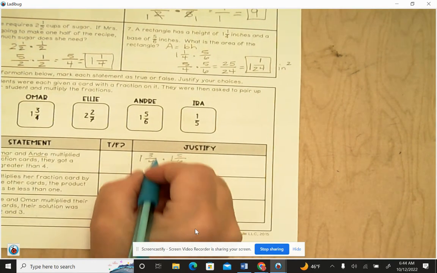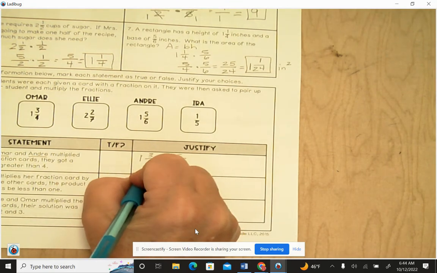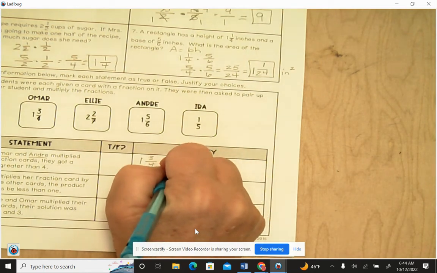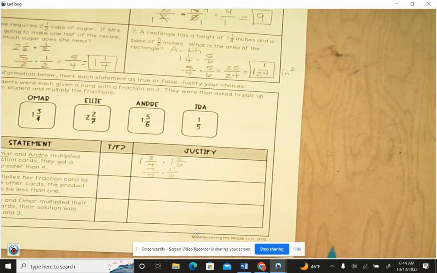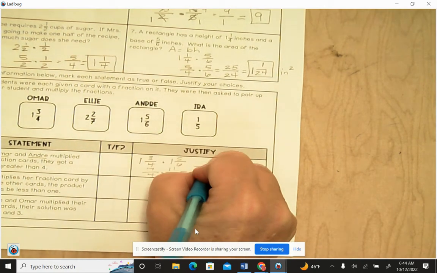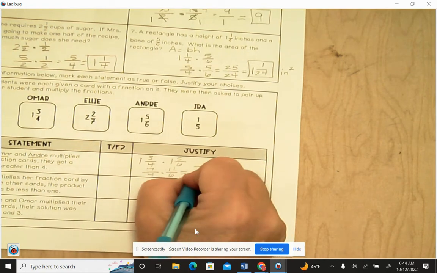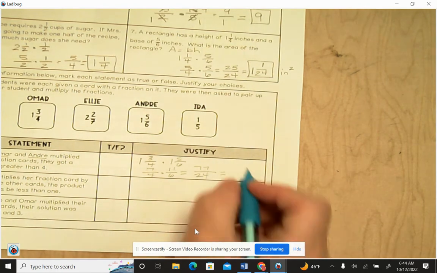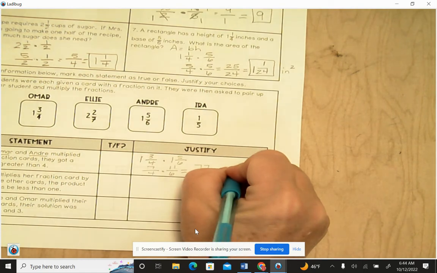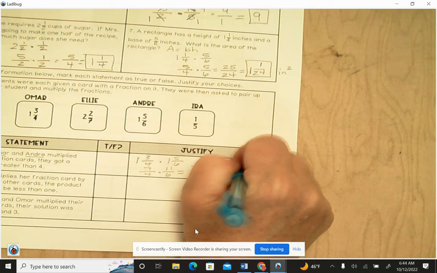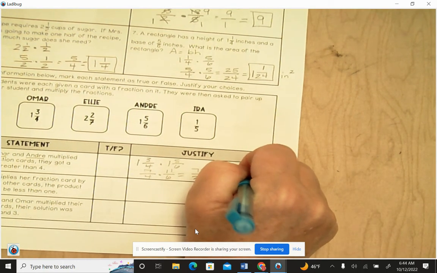4 times 1 is 4 plus 3 is 7. So we have 7 fourths times 6 times 1 is 6 plus 5 is 11 over 6. 7 times 11 is 77, and 4 times 6 is 24. How many 24s are in 77? And that answer is 3. That would give me 72, so that means there's 5 left over, and that's 3 and 5 24s.